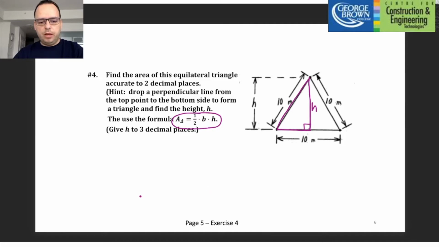The area formula for a triangle is half base times height. So let's go for the height. So the first thing that you can do is just draw the triangle here on the side, and let's talk about some lengths here. That's h.